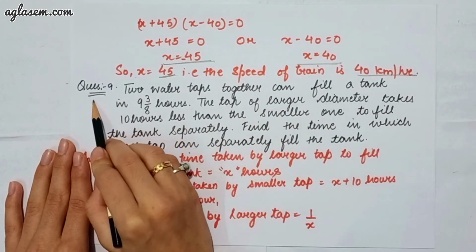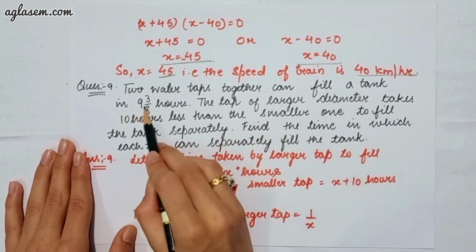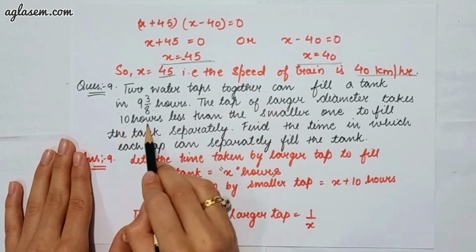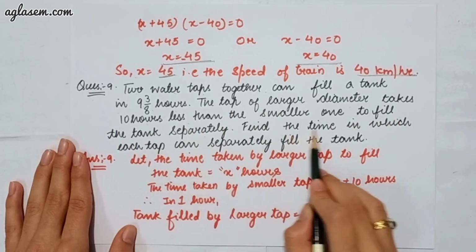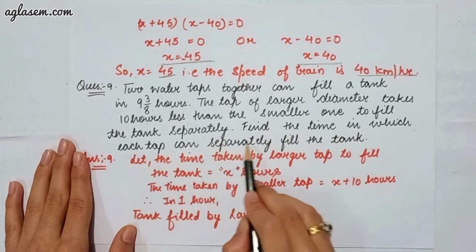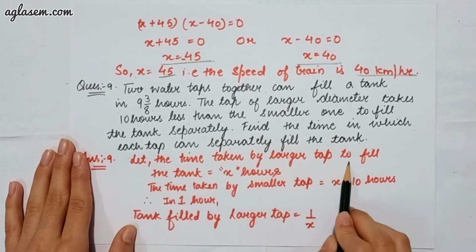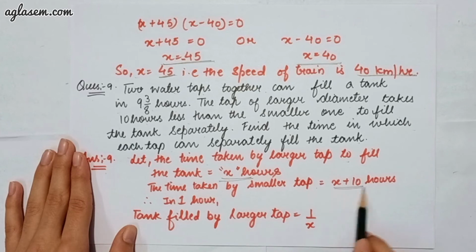Question number 9 says two water taps together can fill a tank in 9 upon 8 hours. The tap of larger diameter takes 10 hours less than the smaller one to fill the tank separately. Find the time in which each tap can separately fill the tank. So here we have to let the time taken by the larger tap to fill the tank be x hours. The time taken by the smaller tap, that is x plus 10 hours.